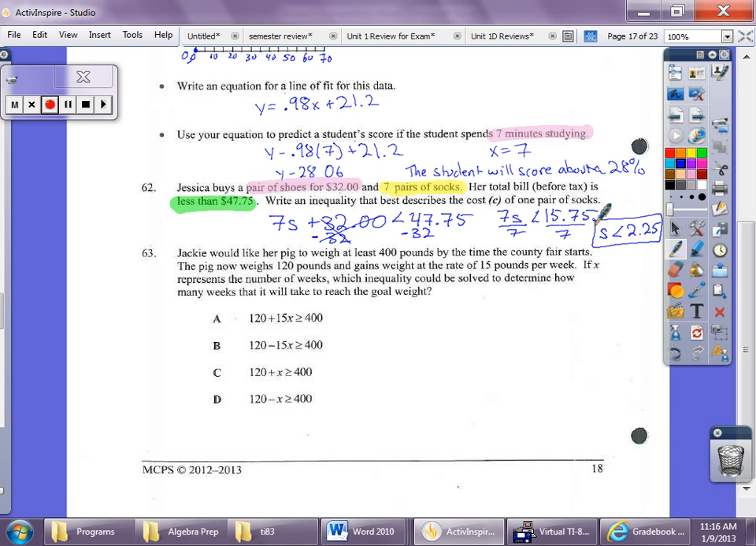Jackie would like her pig to weigh at least 400 pounds by the time the county fair starts, so we want it to be at least 400, so 400 or more. The pig now weighs 120 pounds and gains at a rate of 15 pounds per week. So we want 15x plus 120 and needs to be greater than or equal to 400. So 15x, so we can cross off C and D. We want to add, so our answer is A.